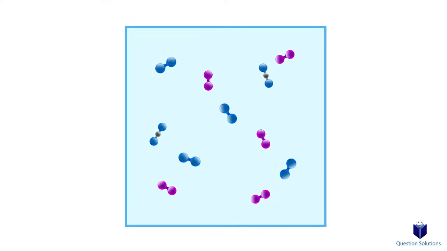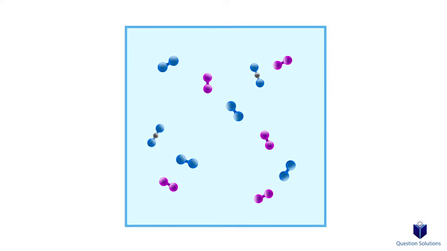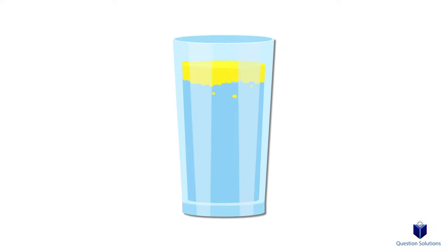So air is a mixture of different gases, but it's still considered a pure substance because it has a uniform chemical composition. Even ice and water together is still a pure substance, because the chemical composition of all the phases is the same. Now, if we had water and oil together, it's not a pure substance, because oil isn't soluble in water, and so we will get two different regions.